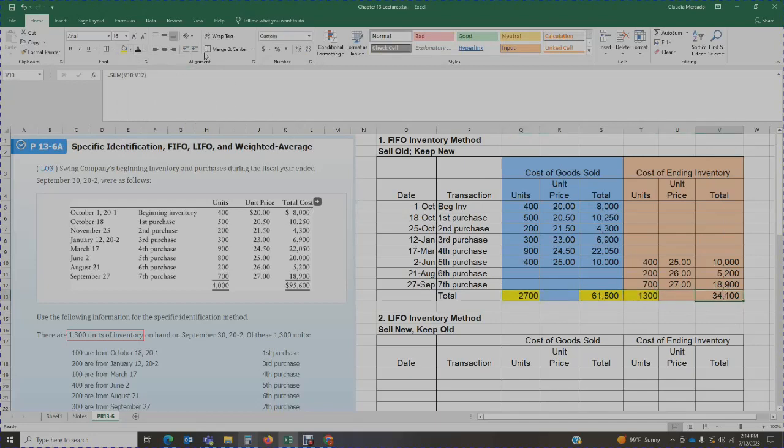So I'm going to report that I have 1,300 units that I have not sold, and that inventory is valued at $34,100. And during the period, I sold 2,700 units at a cost of $61,500. Okay. FIFO, first ones in are the first ones out. I sell the old and I keep the new. So I kept my newest and I sold my oldest.